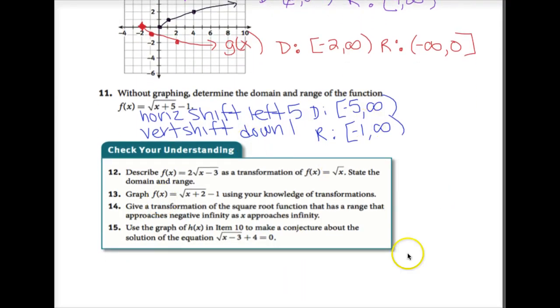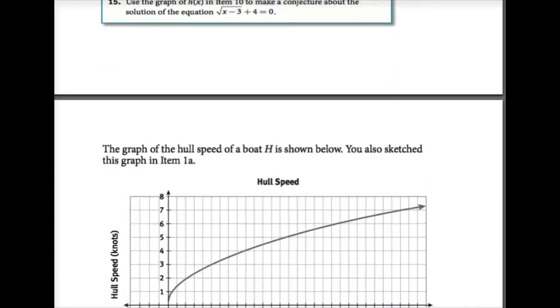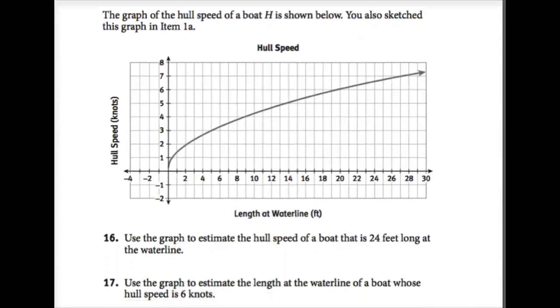All right, I think hopefully we've got the hang of that. What I want to look at here then is this example. It says the graph of the hull speed of a boat H is shown below. You also sketched this graph in item 1A. So this was the one that I showed you on the graphing calculator, and then we plotted the points. So this is the exact same graph there.